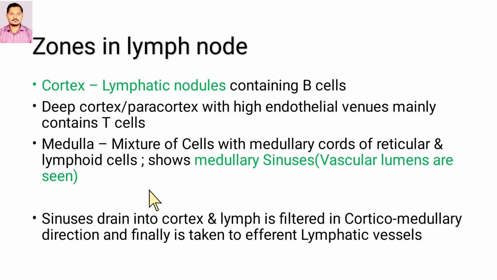So what are the different zones in the lymph node? A cortex having nodules containing B cells, a deep cortex also known as paracortex with high endothelial venules, mainly the T cells. The medulla has a mixture of cells with the medullary cords of reticular and lymphoid tissue, and it shows medullary sinuses or vascular lumens. As we have seen, the arterial as well as venous capillaries are there. This sinus is finally drained into the cortex, and the lymph is filtered in the corticomedullary direction, as I have already explained to you, and finally it is taken out to the efferent lymphatic vessel.